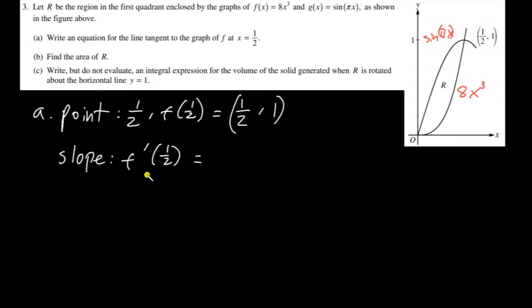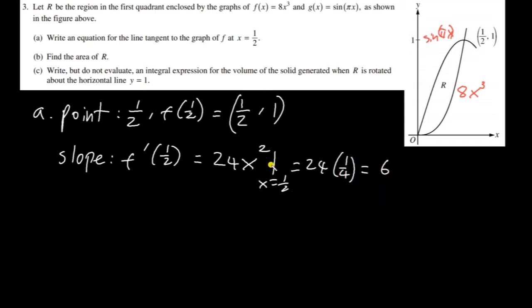Okay, and then for the slope, f prime of 1/2, we'll just have to take the derivative of f of x, which is going to be 24x squared, right? You take the 3 and you bring it down, so you multiply 3 times 8, which is 24, and then you subtract 1 from the 3 to get 2, so it's 24x squared. Okay, and then we're evaluating this at x equals 1/2, so 24 times 1/2 squared, which is 24 times 1/4, which is 24 divided by 4, which is 6.